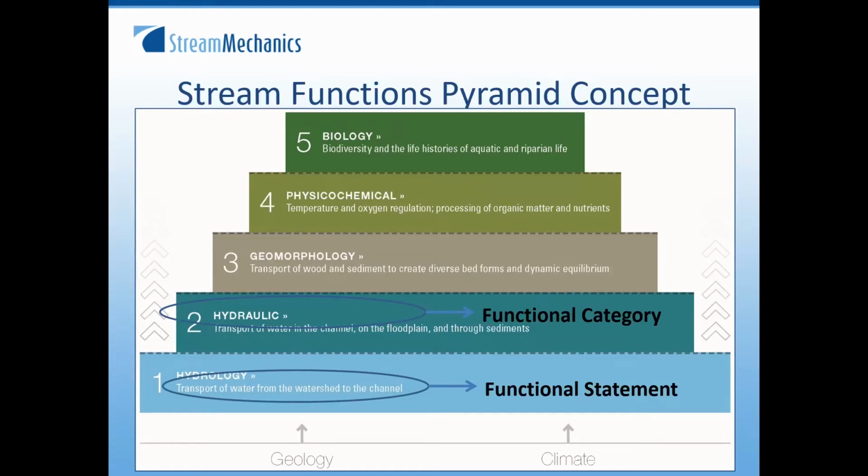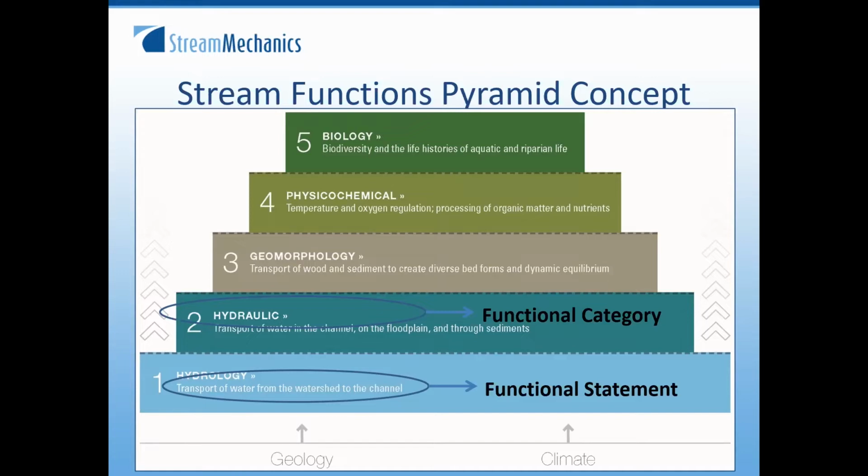So the transport of wood and sediment, and really you could add storage there as well, or even supply, transport, and storage of wood and sediment to create diverse bed forms. So think habitat there, riffle pools, for example, and dynamic equilibrium. So you could think about channel stability with that. And then finally, on top of that, or not finally, but next would be the physicochemical functions.